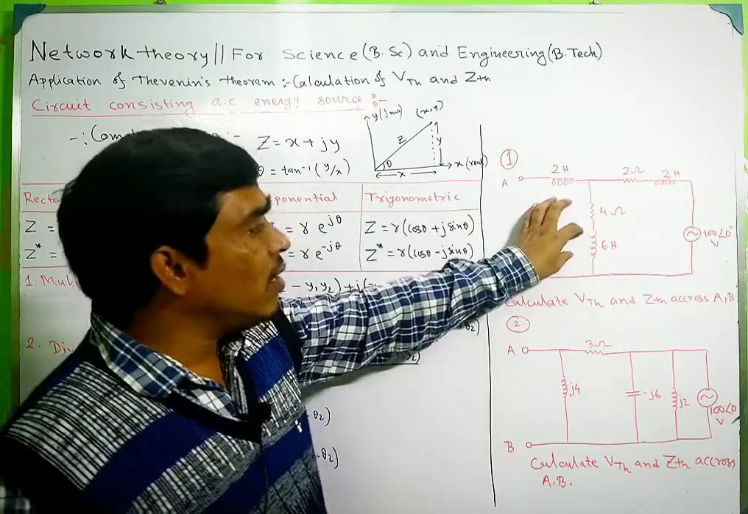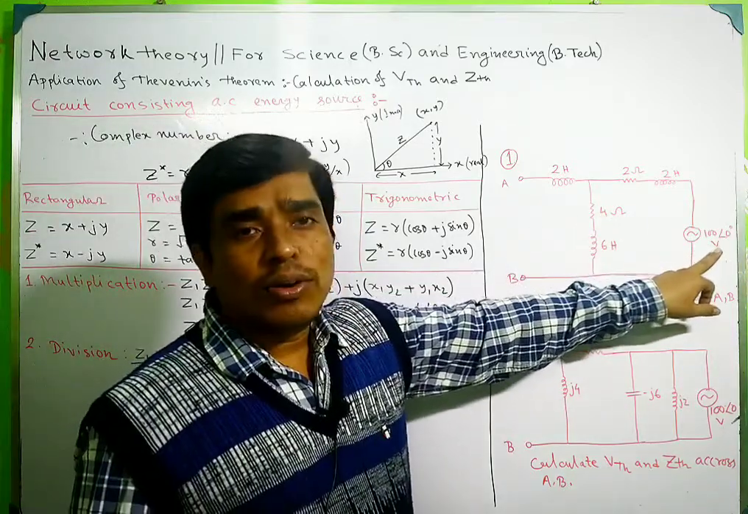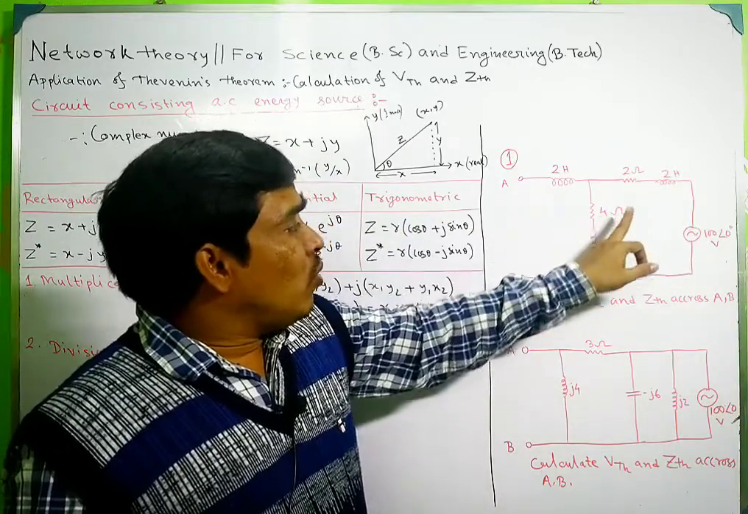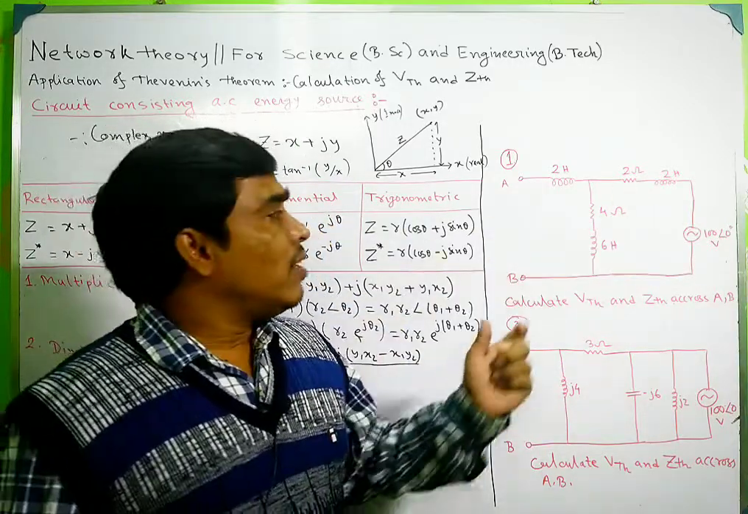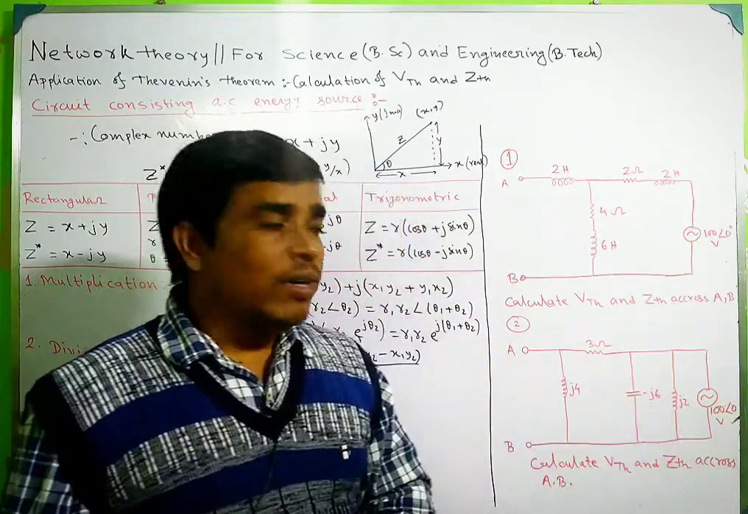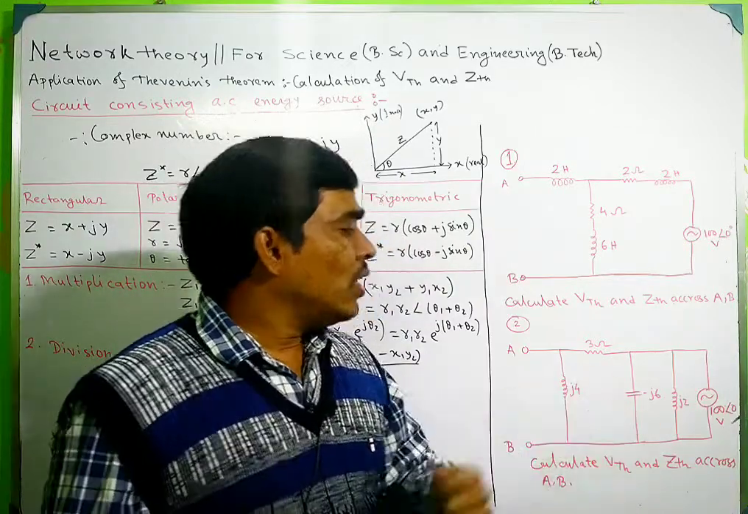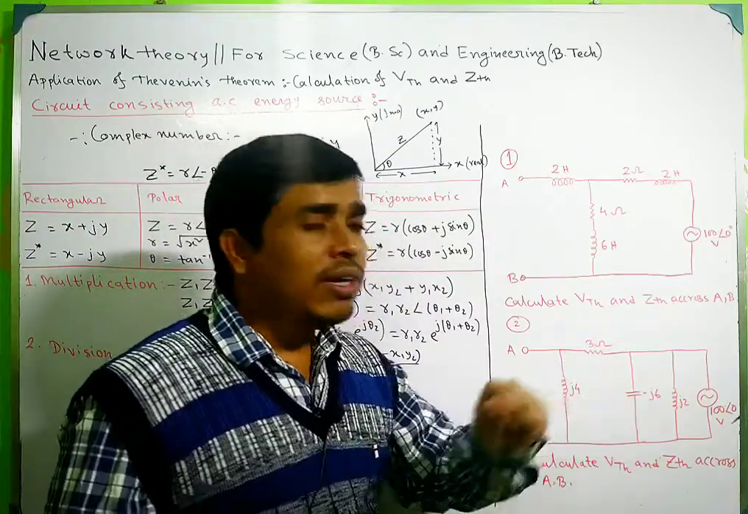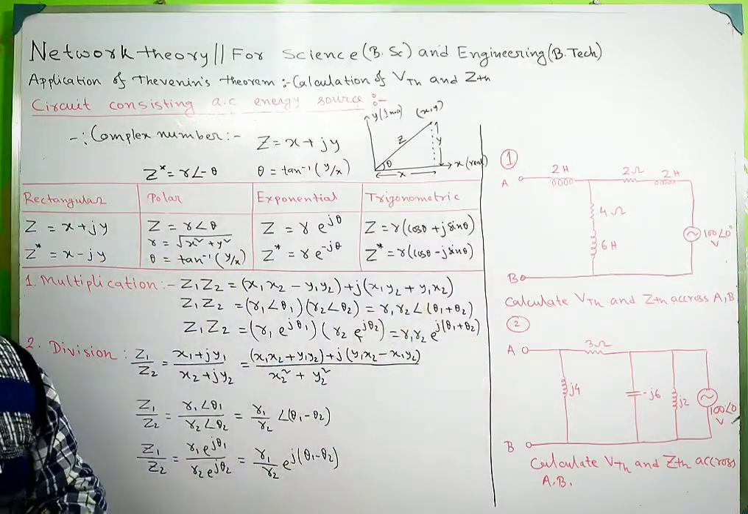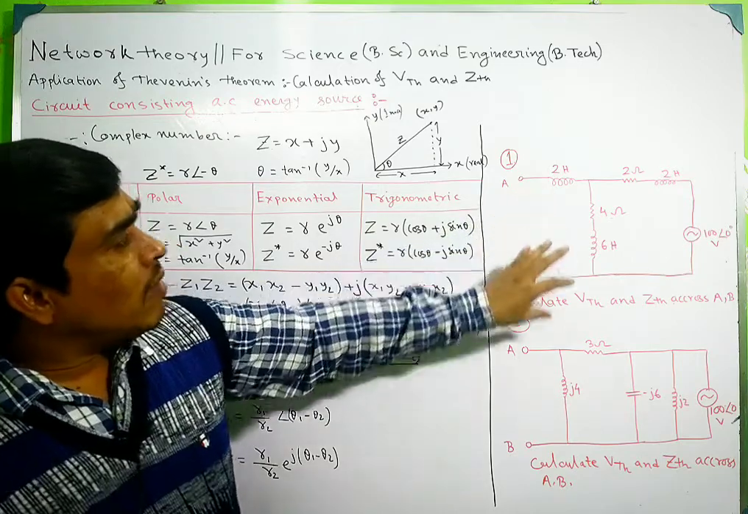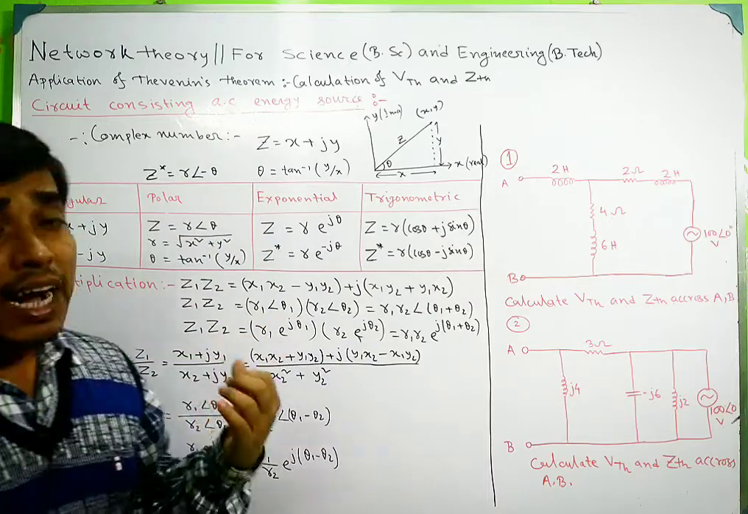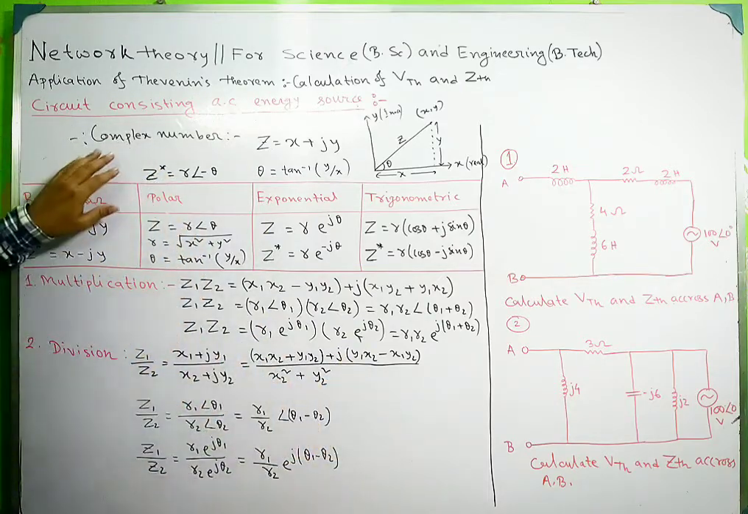So this circuit contains one AC voltage source, two resistors and three inductors, and this circuit consists of one AC voltage source, two inductors, one resistor and one capacitor. Okay, so to calculate the Thevenin impedance and Thevenin voltage, you have to get an idea about the complex number.